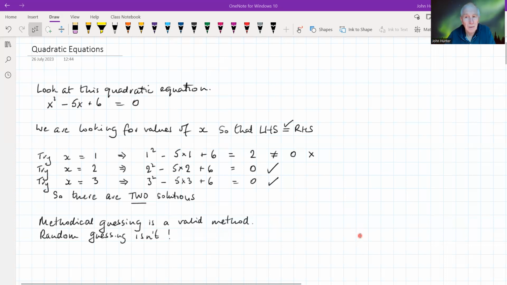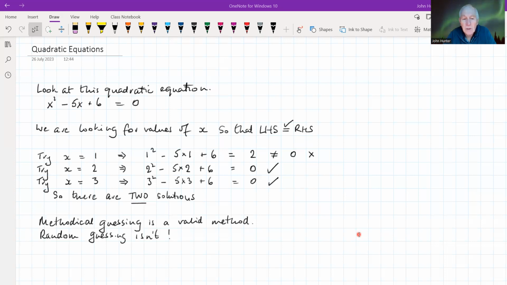Now, how have we got it? Well, really, we guessed it, didn't we? We just tried a few different possibilities and struck lucky fairly quickly. So we guessed it. And all right, we're going to try different ways.